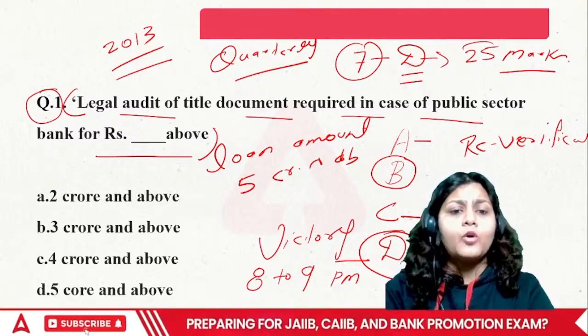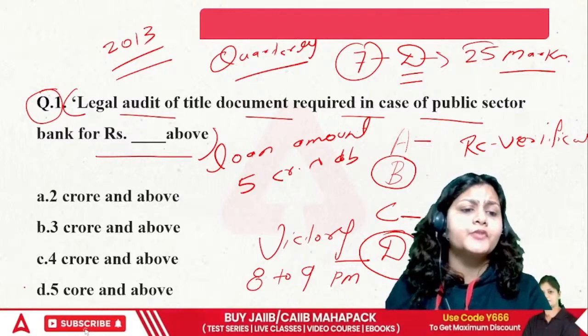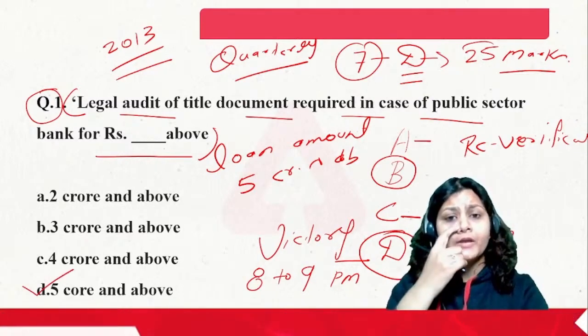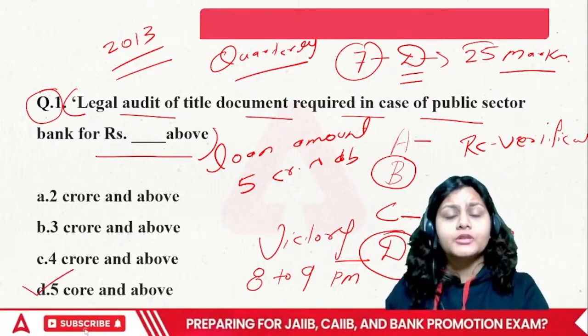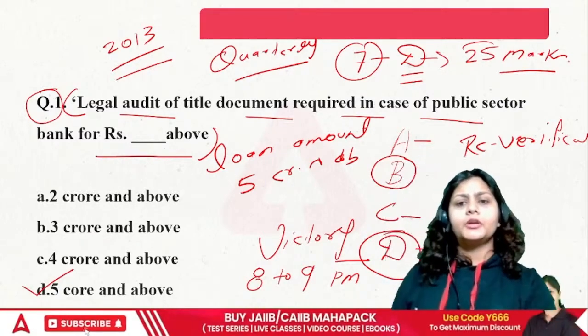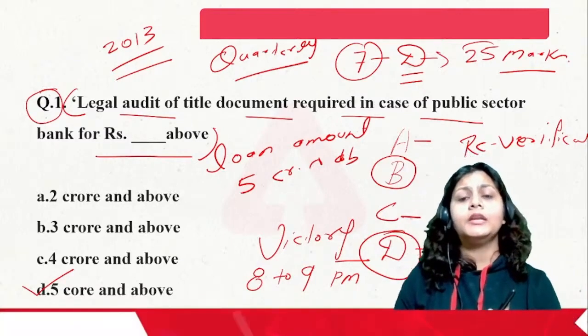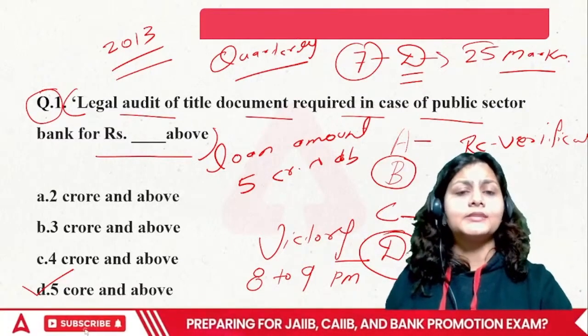So what is the answer? The answer is 5 crore and above. So this is actually a very important question, right? And you can see that this is a very important question because this is from the RBI circular. In 2013, RBI issued this circular.